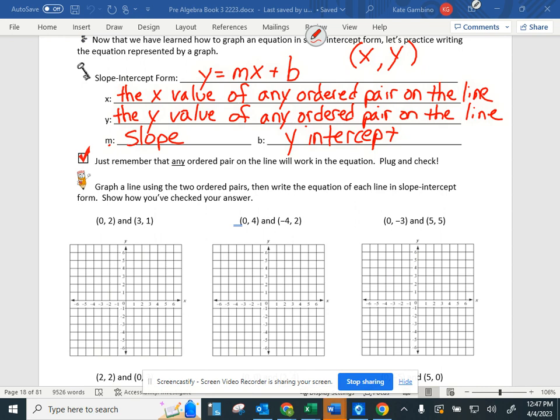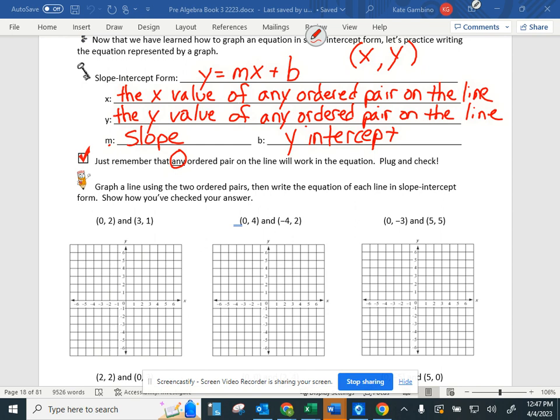So just remember that any ordered pair on the line will work in the equation. If it's on the line, it has the same slope. We talked about that when we were learning about the slope. It doesn't matter if you go from points that are far apart or points that are closer. When you simplify down, it's the exact same slope. So any point on the line will work.